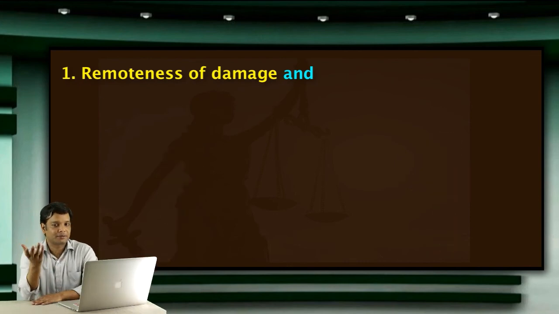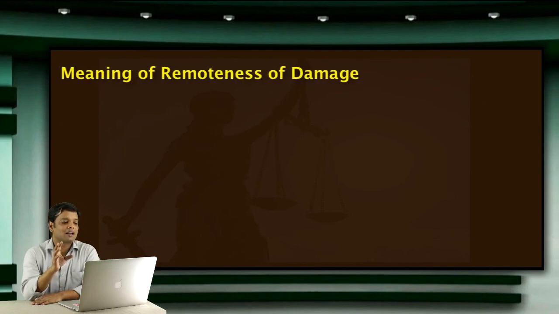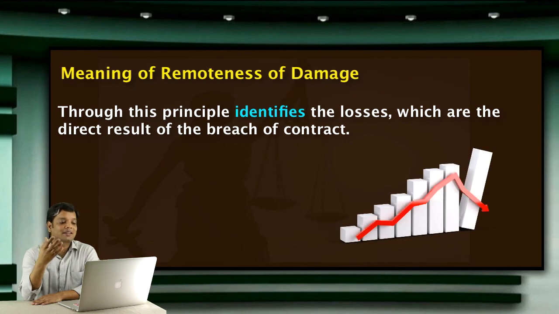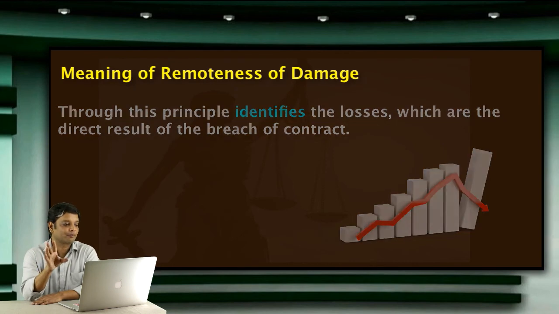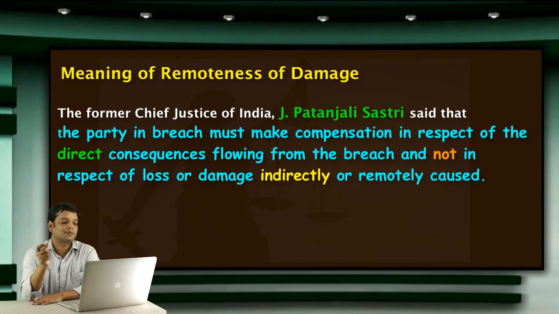We have seen what is the definition of remoteness of damages, and what are the examples. So now check out the meaning. Through this principle, we identify the losses which are the direct result of the breach of contract. We are discussing only the direct loss, not the indirect. The former Chief Justice of India, Justice Patanjali Sastri, said that the party in breach must make compensation in respect of the direct consequences flowing from the breach and not in respect of loss or damage indirectly or remotely caused. So very much clear. Even this gentleman, the former Chief Justice of India, is saying that only the direct damages are liable to be paid and not the indirect.